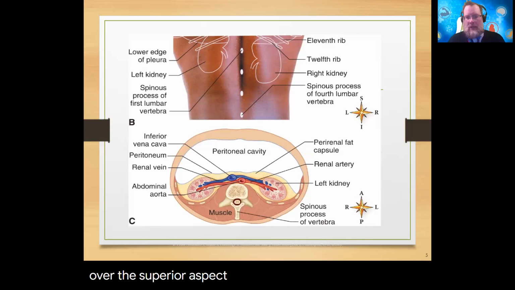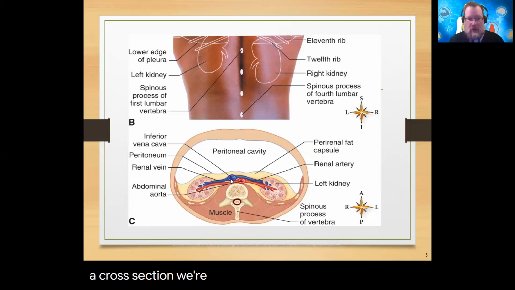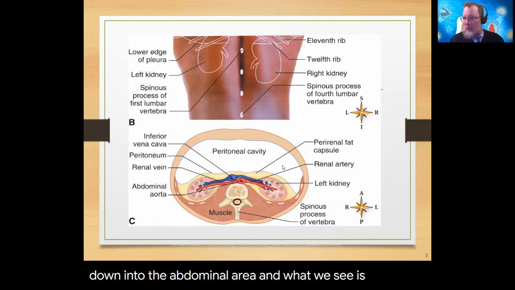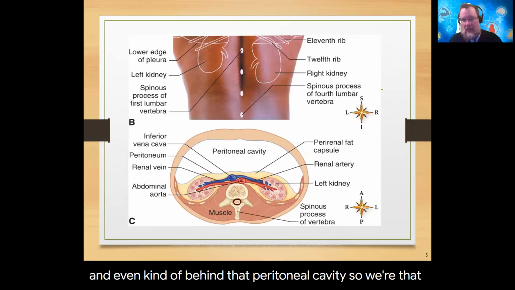Okay. Looking at the next one, we're going to move on from this top image and look at letter C, illustration. We have what we call a transverse section, or a horizontal section, or a cross section. We're looking at a bird's eye view down into the abdominal area. And what we see is this peritoneum. Remember the mesentery and the omentum and that peritoneum that we saw last week with the digestive system. With the kidneys, we do see them being outside of and even kind of behind that peritoneal cavity, or that peritoneal area.